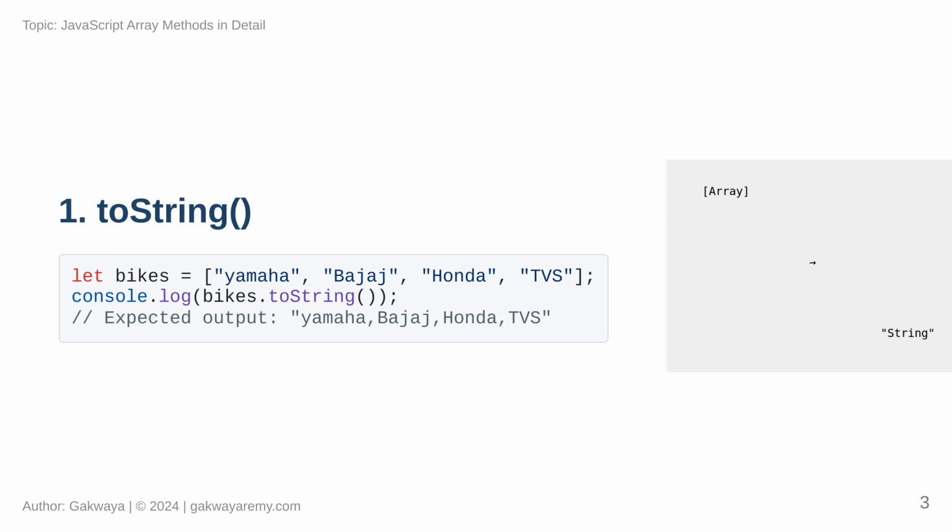The toString method is one of the simplest array methods. It converts an array to a string with each element separated by commas. Notice it doesn't change the original array, it returns a new string. This is particularly useful when you need a quick string representation of your array.